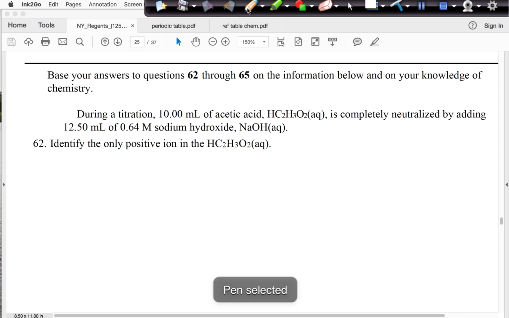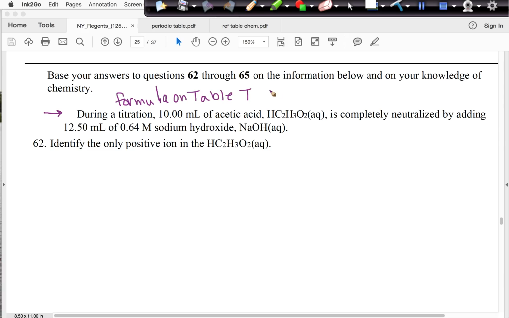This next set is for 62 through 65. Again, make sure that you are looking at the reading for each of these questions. For 62, for the reading, it says during a titration. Remember, there's a formula on Table T for titration. Leave that in the back of your mind. You might need to use it for one of these questions.